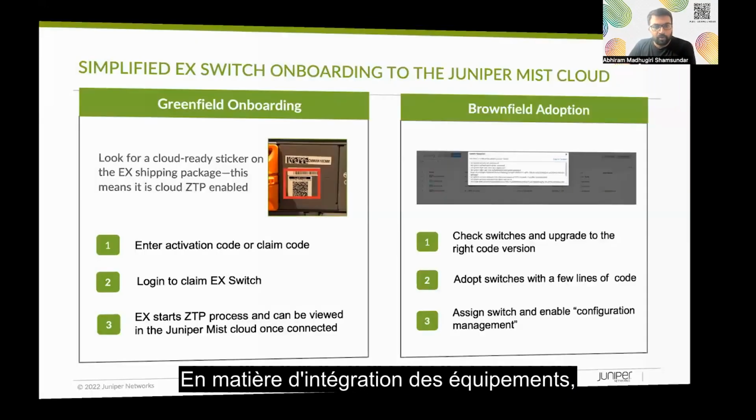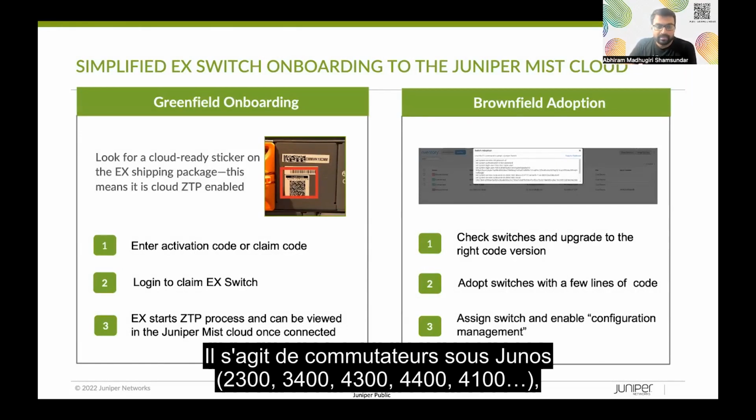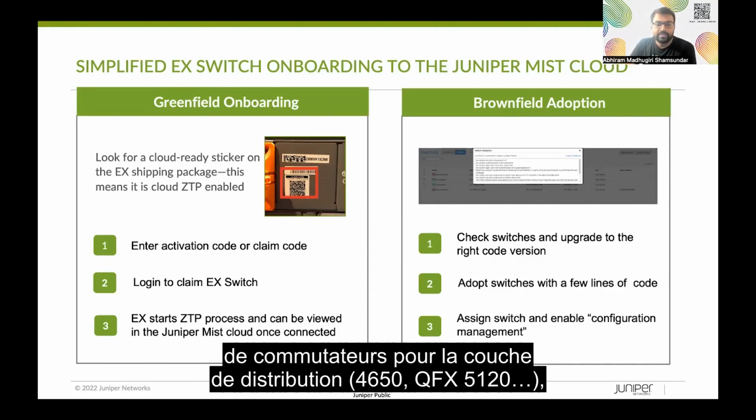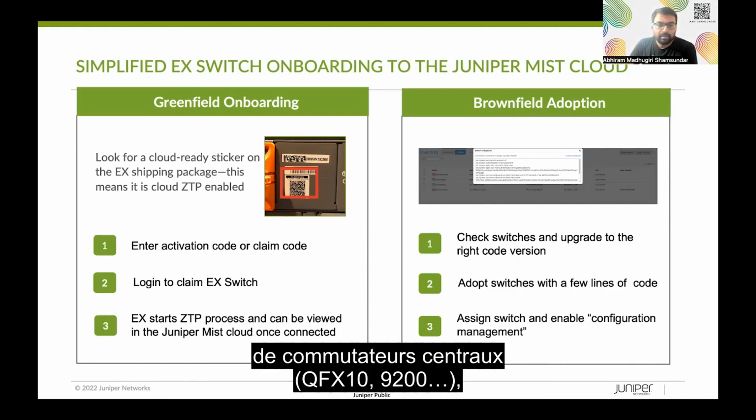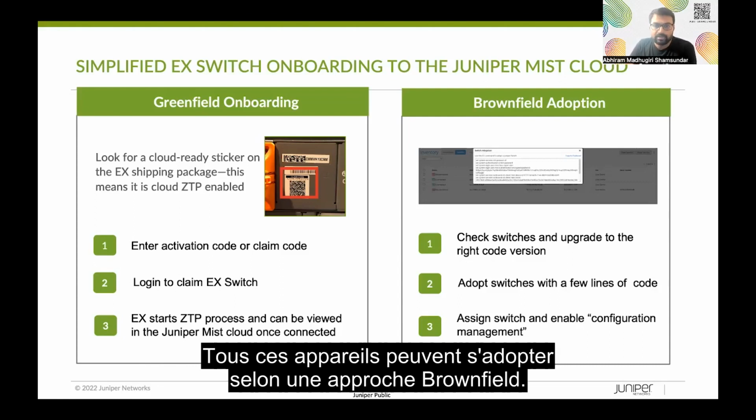Let's talk about a few elements of day zero. From the perspective of onboarding devices, you have existing brownfield devices that already exist on the network. These are existing Junos devices: 2300s, 3400s, 4300s, 4400s, and now recently 4100s, as well as the distribution layer devices, 4650 and QFX 5120, and also the core devices, which are the QFX 10K, 5100, the 9200s, as well as the 5700s and 5130s in the QFX line.